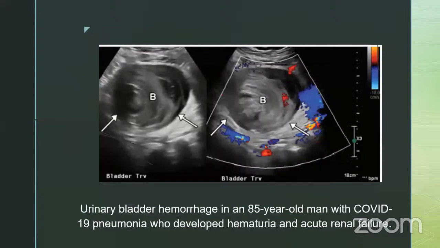Here, we have an 85-year-old male patient who was COVID pneumonia positive, who developed hematuria and acute renal failure. We did an ultrasound abdomen, and his urinary bladder showed a non-enhancing thrombus within the lumen, suggestive of acute hemorrhage going on.